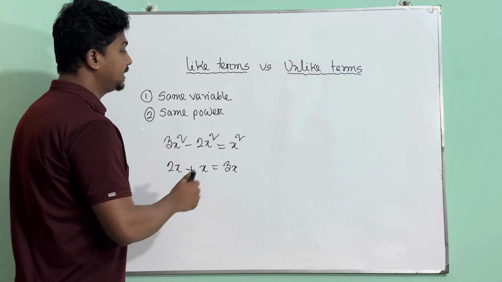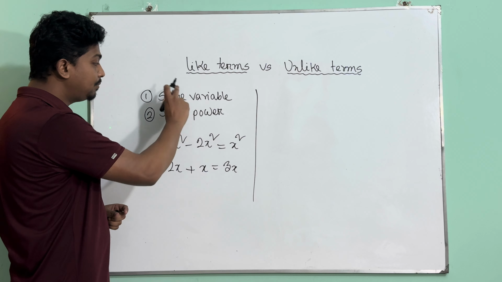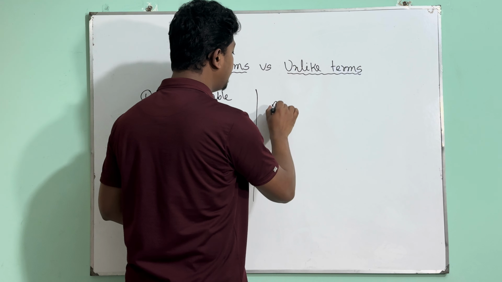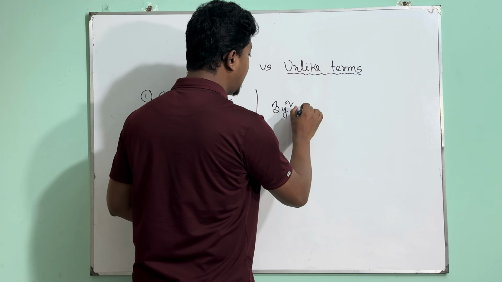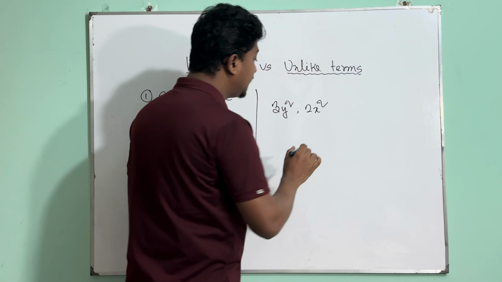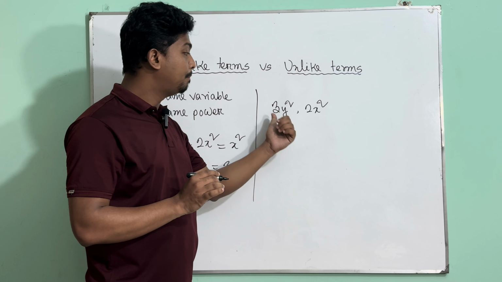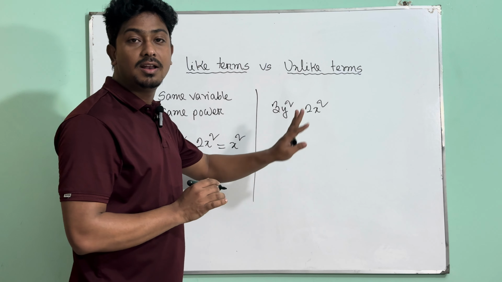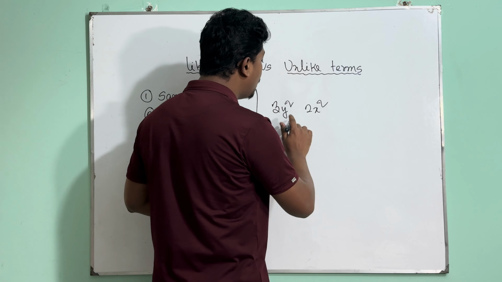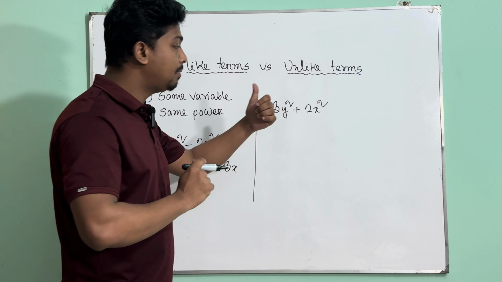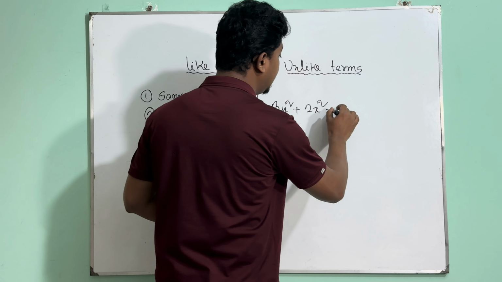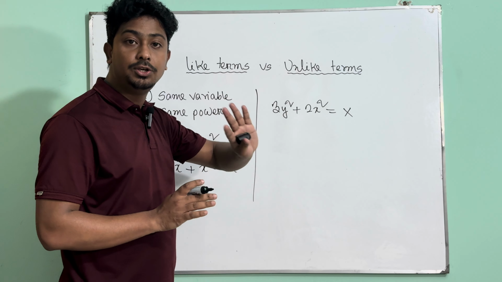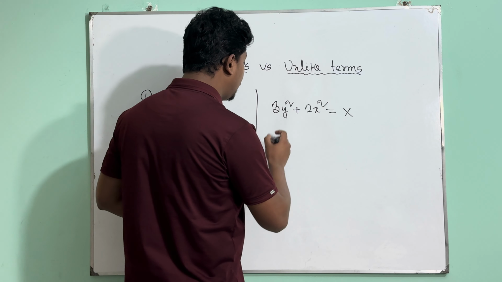Okay, just like that. Now, if you don't have these two things, they are called unlike terms. For example, you have 3y squared and 2x squared. Here the power is the same, but the variable is not the same. So these are not like terms. If you try to do any operation with them, like plus or minus, you cannot get anything. It does not happen. You don't get a simplified term from that. You cannot do that. For example, let's take another one.